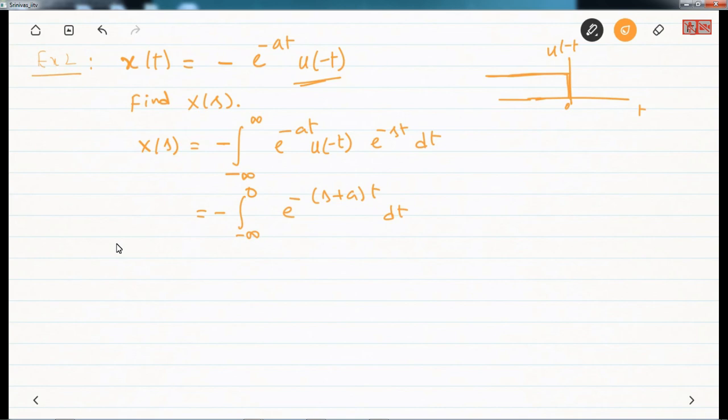So let us say for what values of s this will converge. Before evaluating the integral, just doing the integral is wrong unless you state for what values of s the integral converges, right? You should always keep that in mind.